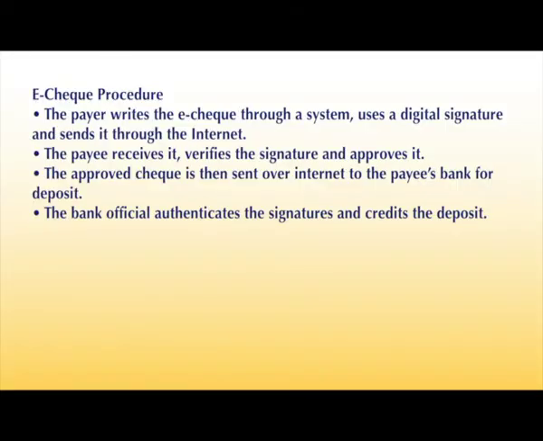E-check procedure. The payer writes the e-check through a system, uses a digital signature and sends it through the internet. The payee receives it, verifies the signature and approves it. The approved check is then sent over internet to the payee's bank for deposit. The bank official authenticates the signatures and credits the deposit.